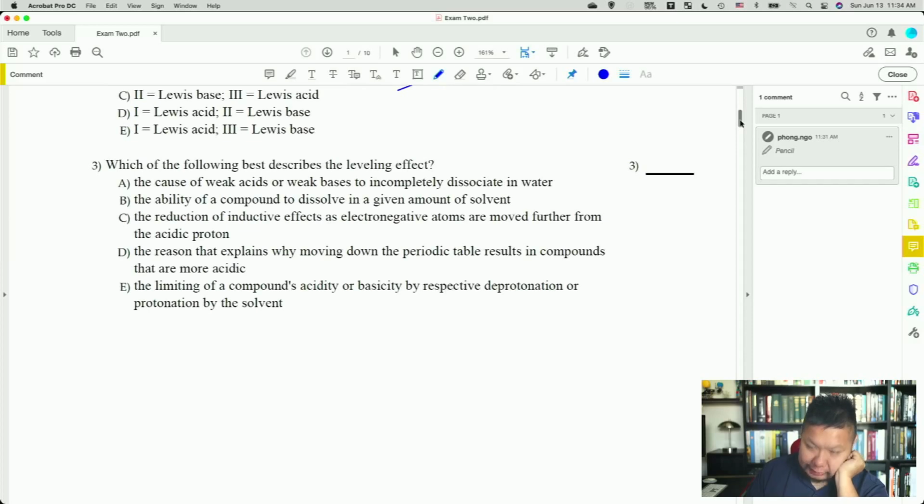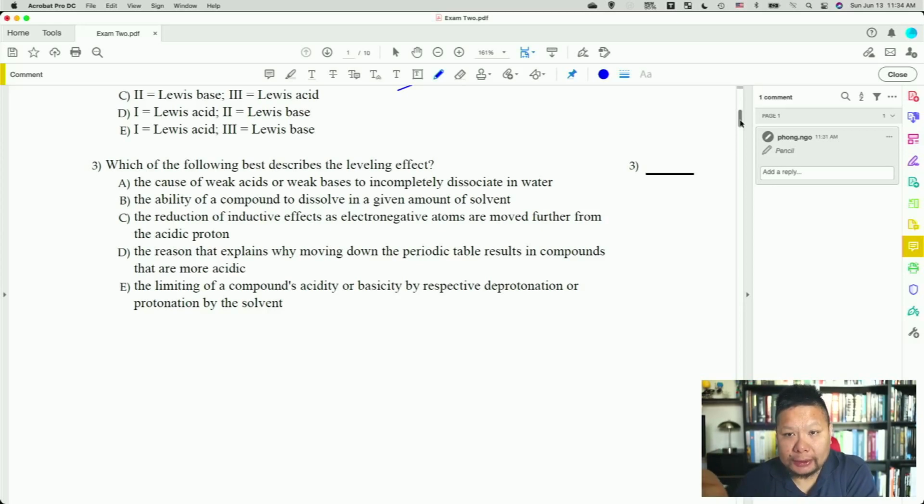Which of the following best describes the leveling effect, right? So this focuses on that one slide I had when I was talking about how water can't be used as a solvent when the base in the reaction is stronger than hydroxide, right? Or when the acid in the reaction is stronger than H3O plus.